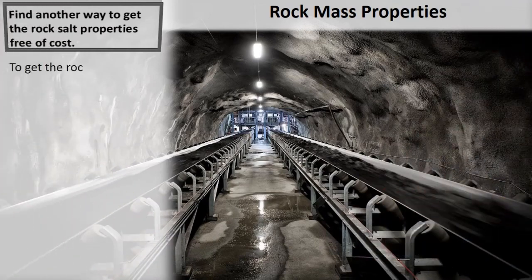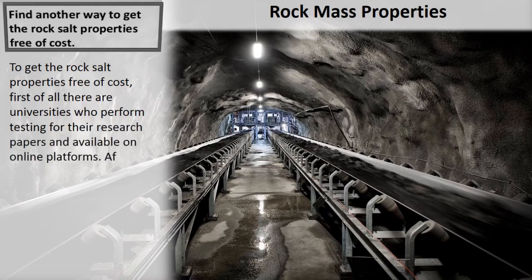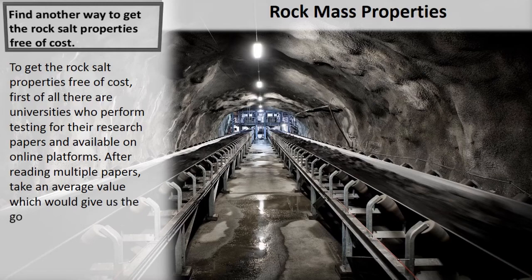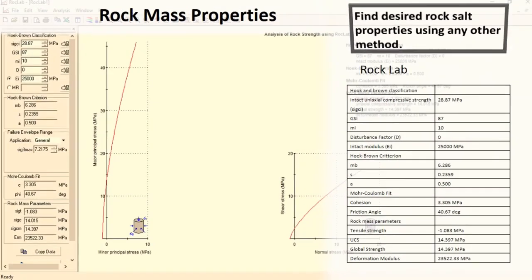To get the rock salt properties free of cost, first of all, there are universities who perform testing for their research papers, available on online platforms. After reading multiple papers, we take an average value which gives us a good estimate for further proceeding in the project. We can also find the desired rock salt properties using another method.